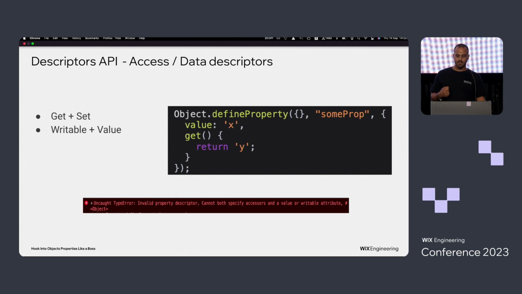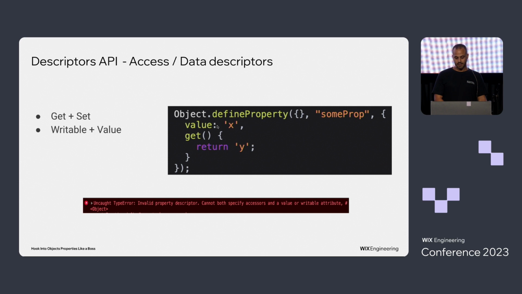And basically the rule of thumb is, if you have a direct value that you want to set, just set a value, and if you need to calculate something, set a get callback.